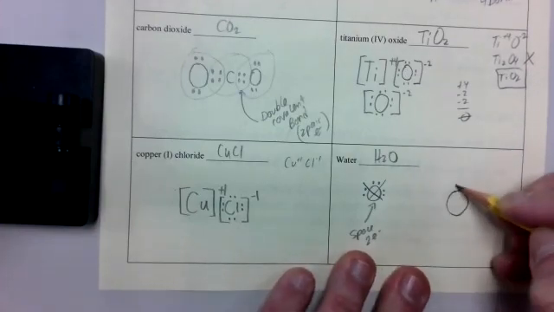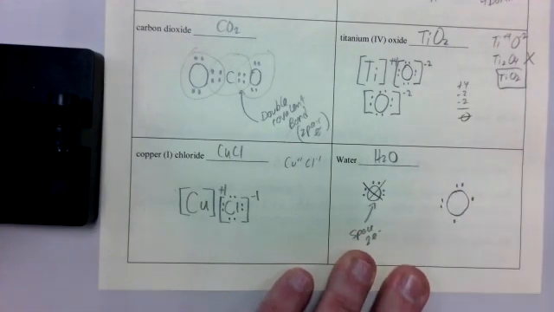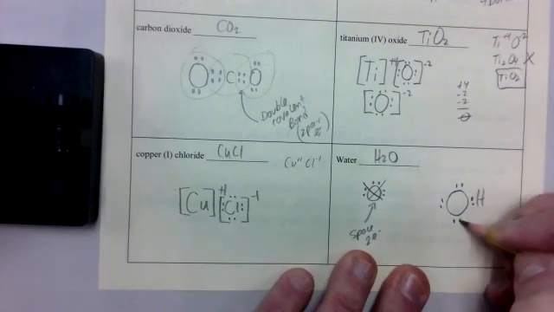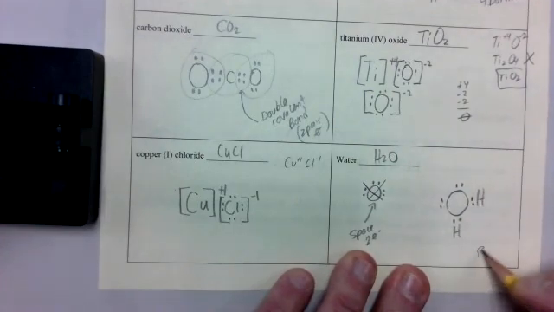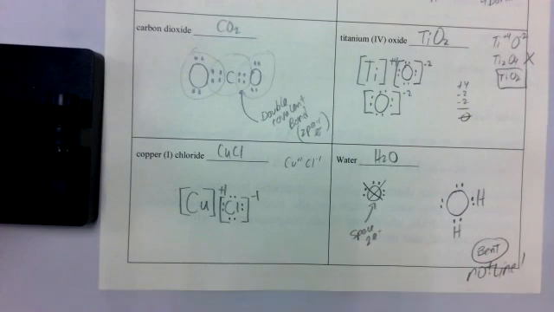Here, we're going to have the oxygen with 6 dots, but we have 2 pairs and 2 open. And then I'm going to put an H on this side and an H on the bottom. And it's a bent molecule, not aligned. It's not a straight line. It's bent, and that's water.